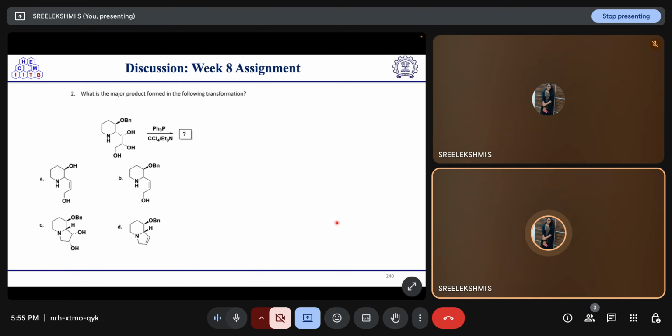Moving to the second question, what is the major product in the following transformation? So this compound, upon treatment with triphenylphosphine in carbon tetrachloride and triethylamine, which will be the major product here?